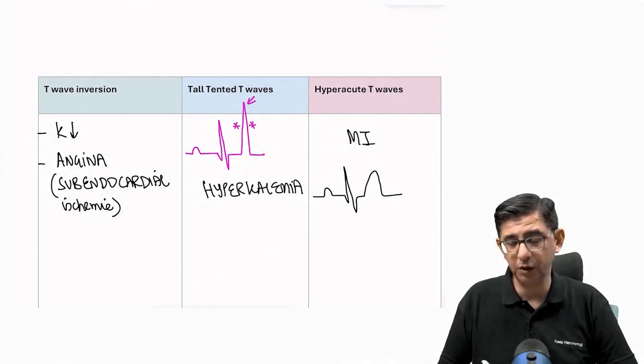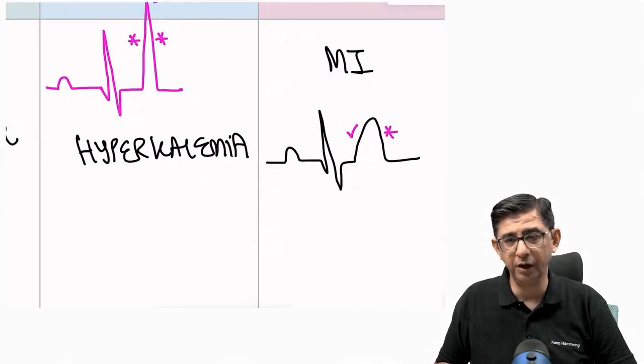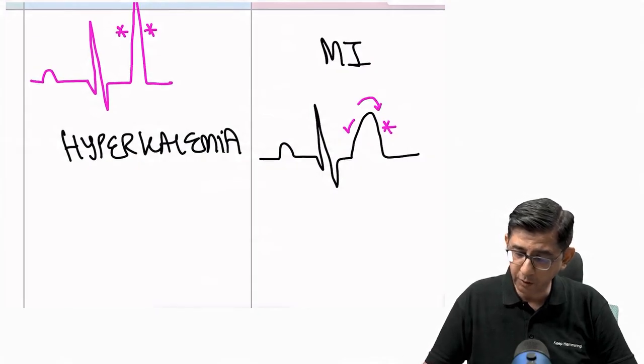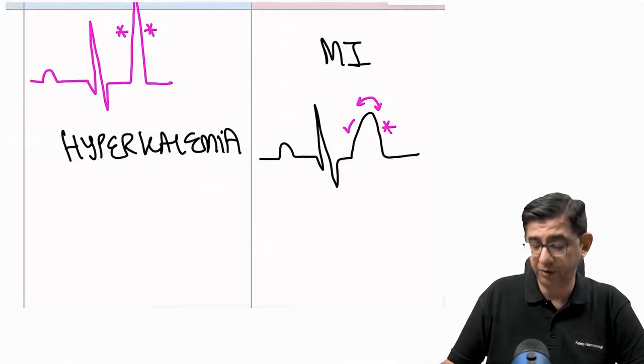The upswing and downswing is equal. But if you check this one out, it's not symmetrical. I've drawn it a little asymmetrical. The upper part is also not pointed. It is a little more rounded, and this is a feature which is earliest with respect to myocardial infarction.